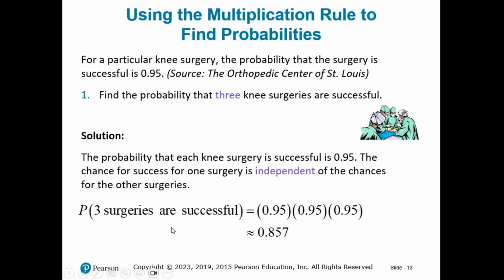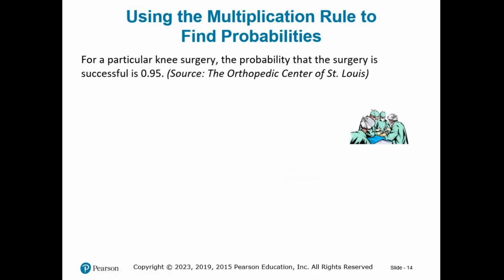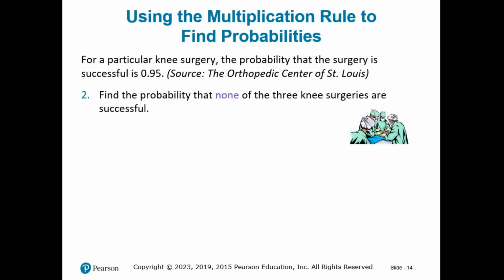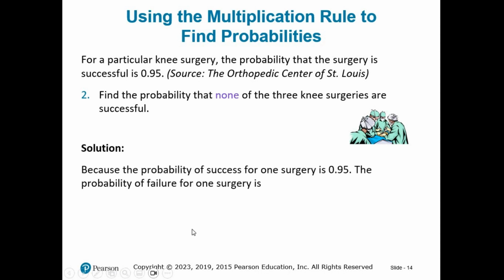Okay, let's try another one. For a particular knee surgery, the probability that the surgery is successful is 0.95. That's just like before, but here's our new question. Find the probability that none of the 3 knee surgeries are successful. Okay, so we know that the chance for success for 1 is 0.95, but we need to find the probability of it not being successful. So to me, that sounds like we need to use the complement rule. So we need to subtract the 0.95 from 1 to get the chance of a failure, which is 0.05.